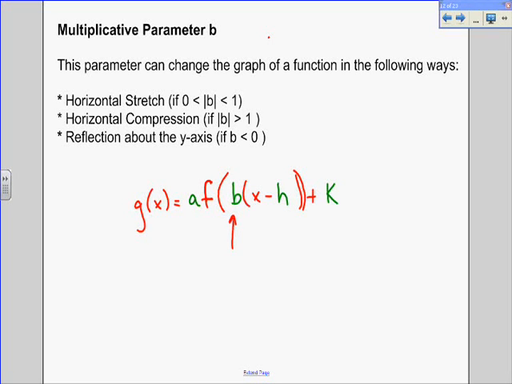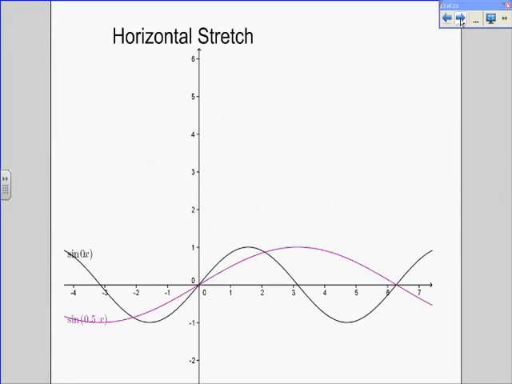If we have b between 0 and 1, so if the absolute value of b is between 0 and 1, okay, so if it's a decimal less than 1, we're going to have a horizontal stretch. So it's going to stretch out horizontally. If the absolute value of b is greater than 1, then we are going to have a horizontal compression. And if b is a negative value, so if it's less than 0, then we're going to have a reflection about the y-axis. So let's take a look at examples of each of these and what their functions look like.